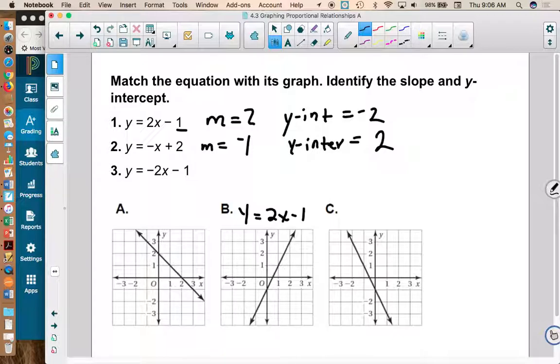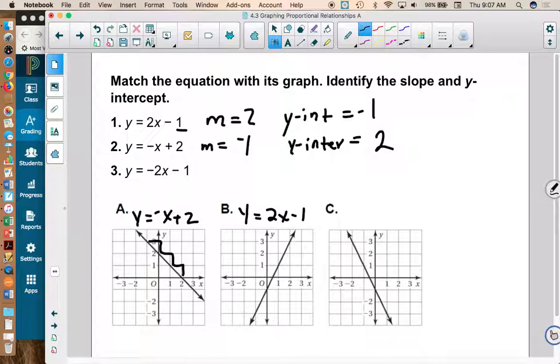Oops, I made a mistake here. Which one of our graphs, A or C, has a y-intercept of 2? Which one, Shelby? A. Does it have a slope of negative 1? It's a negative slope for sure, right? And so if I just go up and over, I've got a slope of negative 1. Do you agree? Yes. Because there's my slope. So this one has to be y equals negative x plus 2.